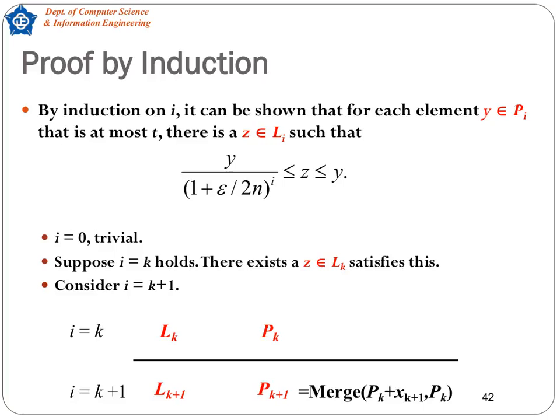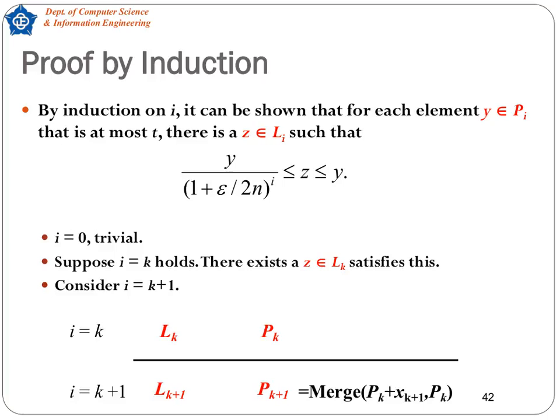Inductive step. Assume the claim holds for i equals k. That means for every y in P_k, there's some z in L_k with y divided by (1 plus epsilon/2n) to the k is less than or equal to z is less than or equal to y. Now consider i equals k plus 1. We form P_{k+1} by adding x to P_k, and then build L_{k+1} by merging two lists.